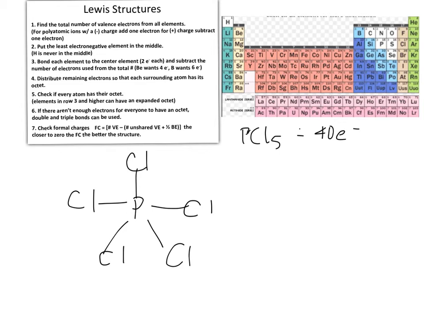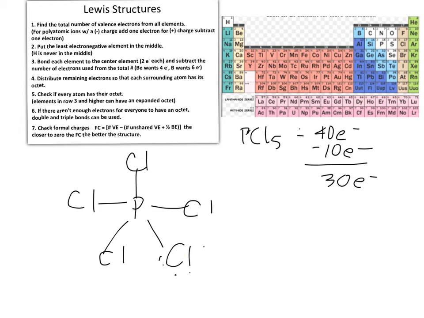Okay, and once we've bonded those to the central atom, we're subsequently going to count up the number of electrons that we used. So 2, 4, 6, 8, 10. So we've used 10 valence electrons. We're going to subtract out those 10. Still leaves us with 30 electrons. Those 30 electrons now get distributed to the exterior atoms, just like we've done in the past.